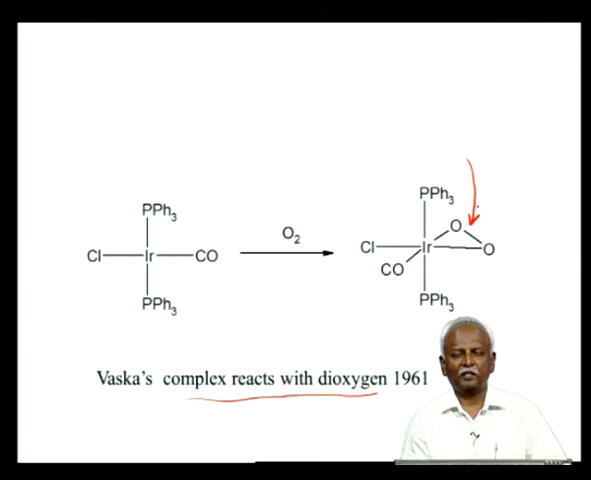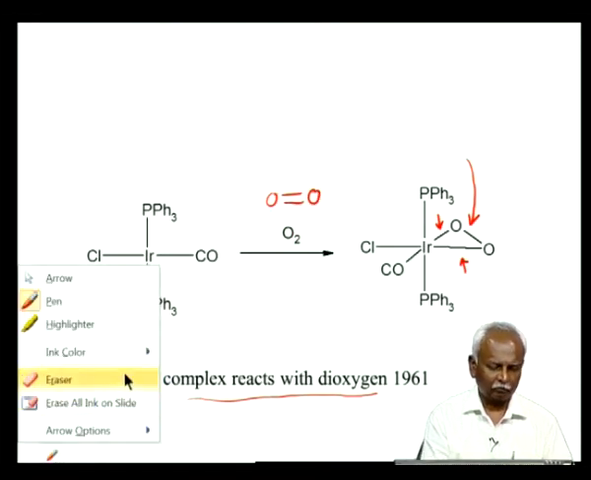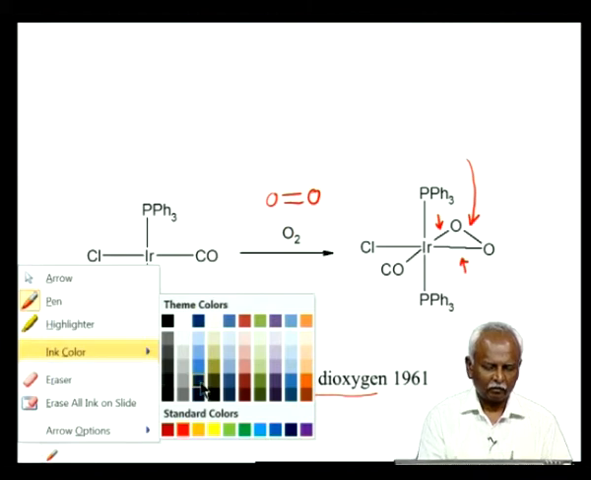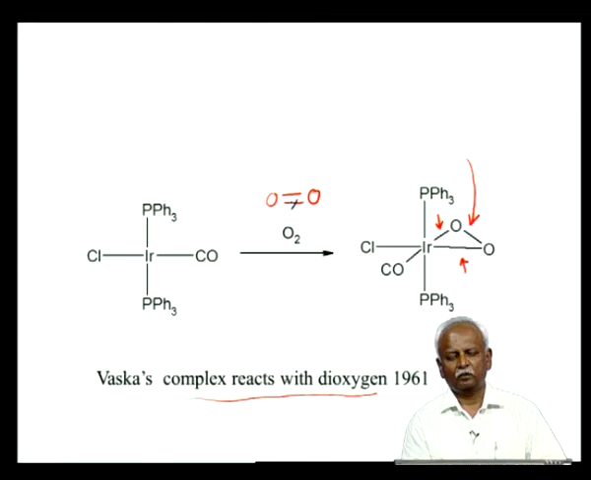So, in this particular case, it is iridium-oxygen bonds that are being formed, and these are the 2 new bonds that are formed. The O-O bond: first you have O double bond O, and we have broken this oxygen bond. So, the double bond has been converted into a single bond, and the final product has a bond which is intact between the 2 oxygens.